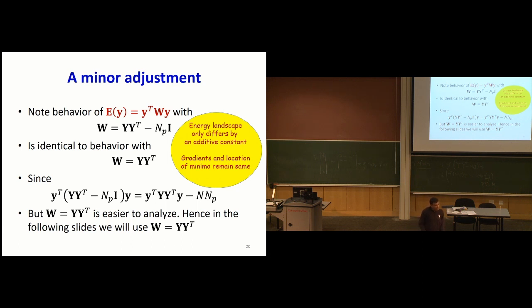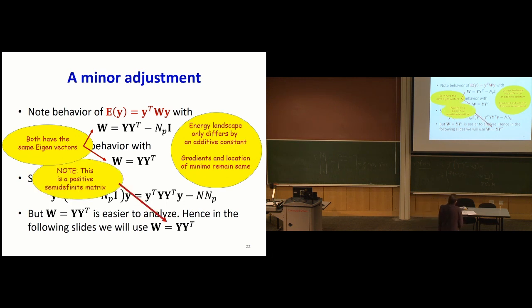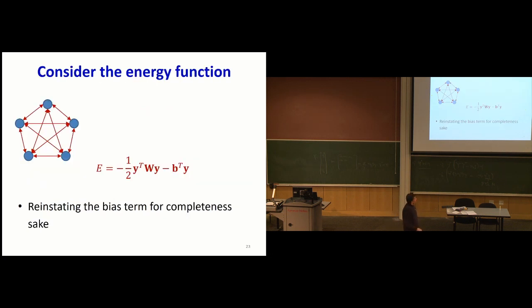It's positive semi-definite, right? So both of these have the same eigenvalues. The gradients and locations of minima remain the same. And on top of it, this is a positive semi-definite matrix. Now, once you realize it's a positive semi-definite matrix, what do we know about the eigenvalues and eigenvectors of positive semi-definite matrices? They're going to be strictly non-negative, and the eigenvectors are going to be orthogonal, right?